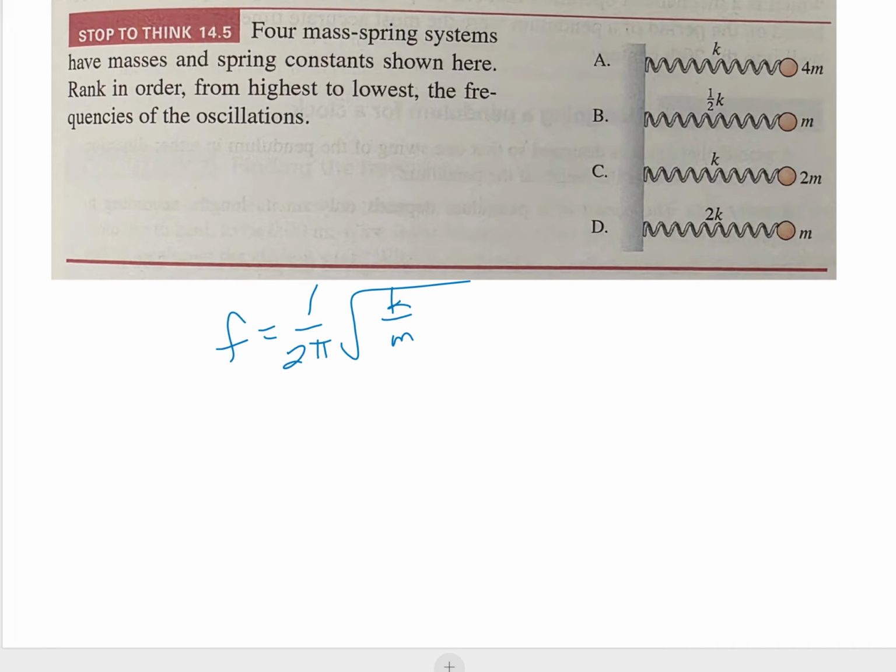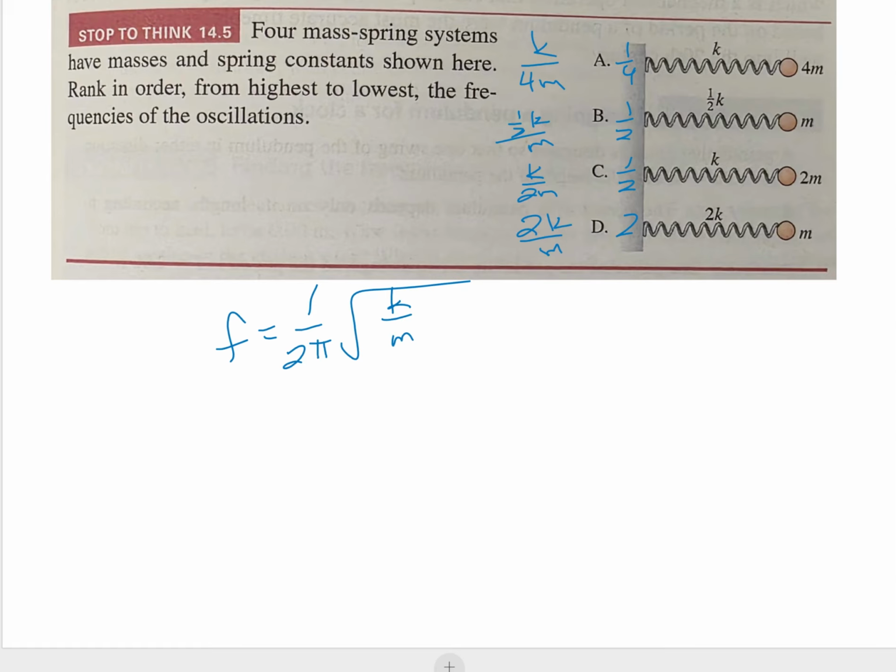So in A, the ratio of K to M is K over 4M, so it's 1/4. In B, we have 1/2 K over M, so here we have 1/2. So this is 1/4, this one's 1/2. K over 2M, so this is gonna be K over 2M. This is a ratio of 1/2. And then finally 2K over M. This is a ratio of 2.